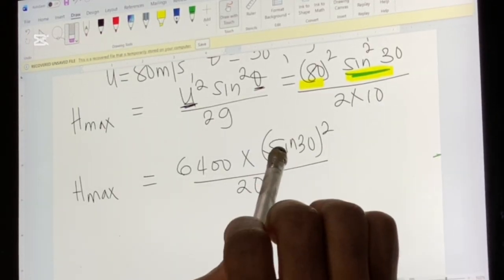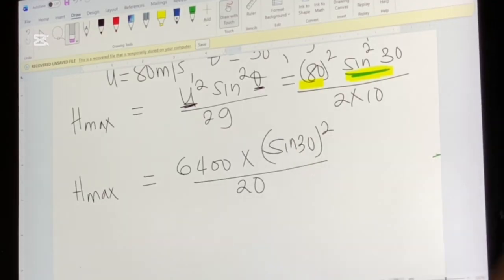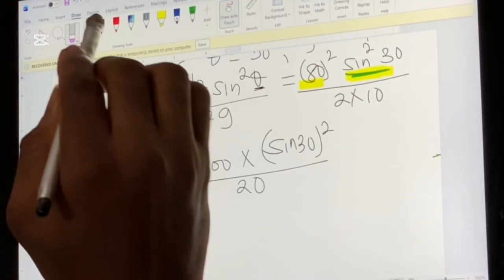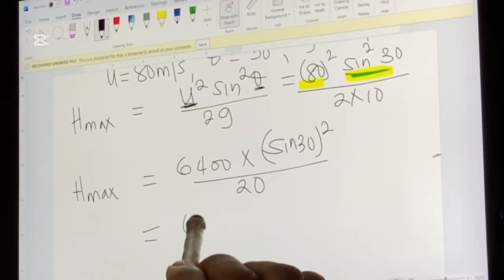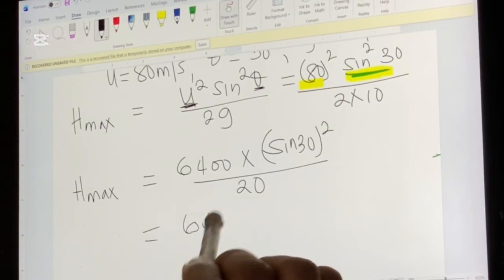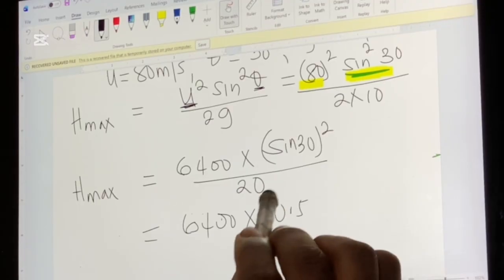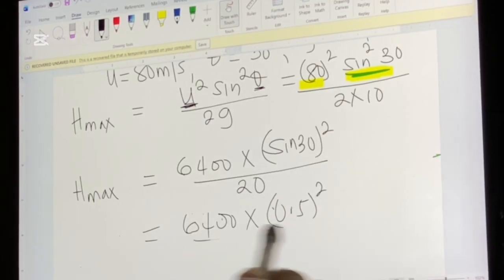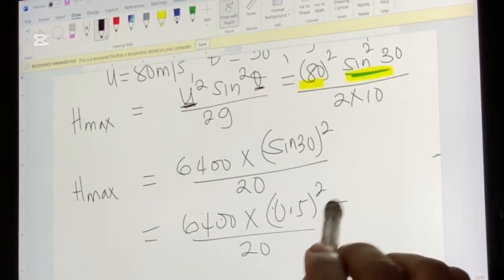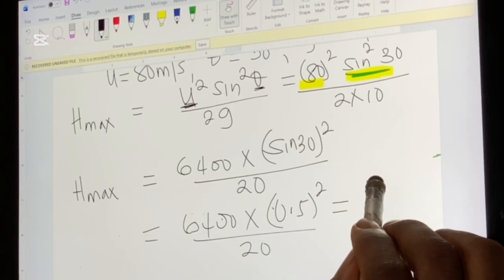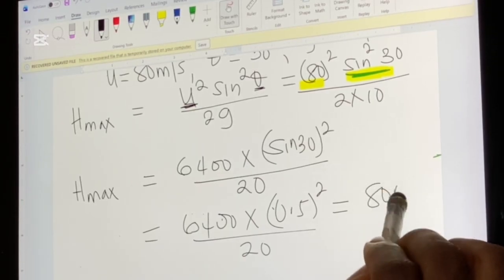Okay, so now let's press our calculator. If you punch your calculator, sine 30 will give us 0.5. So I will have this to be 6400 times 0.5 all squared over 20. When you punch your calculator, we'll have this to be 80 meters.